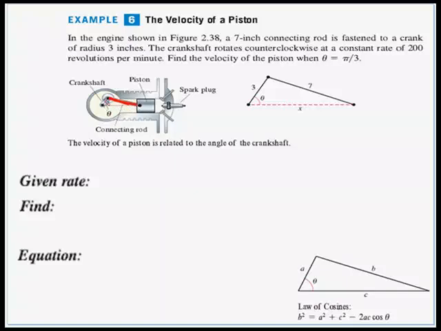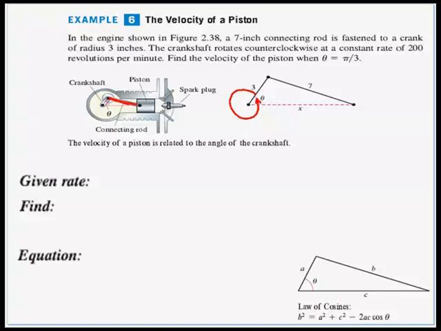The radius here is 3 inches. So here we have a triangle pulled out, a scaled down version. The crank is 3 inches radius, and here is the 7-inch connecting rod. This angle is changing, rotating counterclockwise.